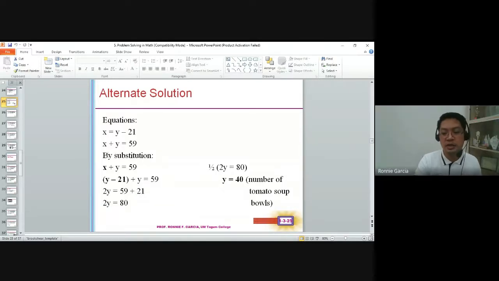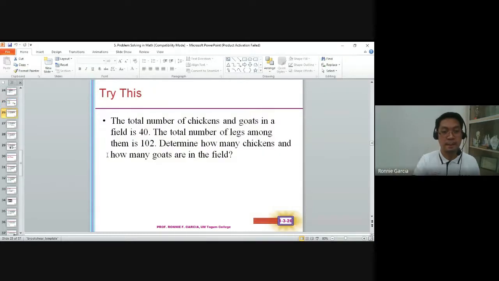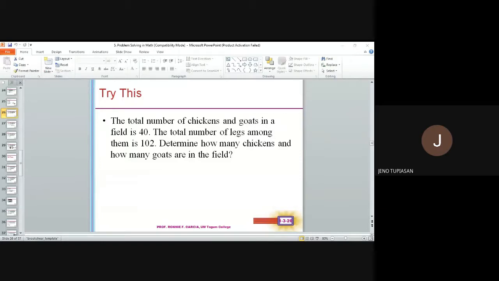So let's have another problem, another kind of problem na pwede ihatag sa inyo ha, sa exam or sa quiz. This one. Kindly read this problem. The total number of chickens and goats in a field is 40. The total number of legs among them is 102. Determine how many chickens and how many goats are in the field.